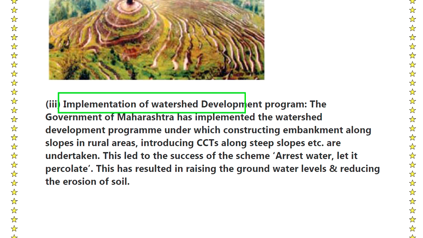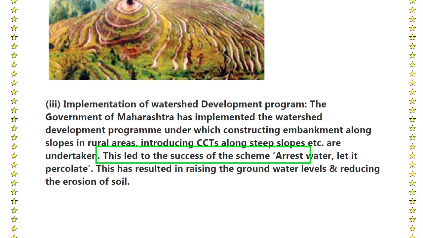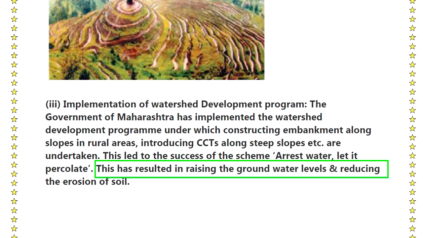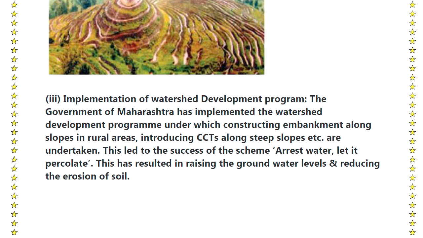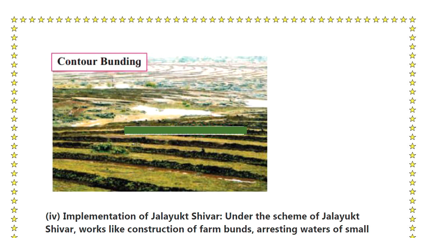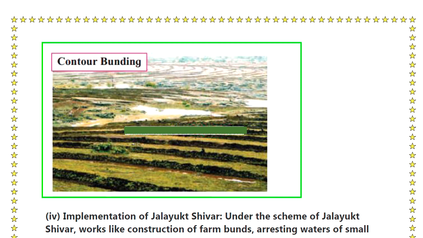Implementation of watershed development program. The government of Maharashtra has implemented the watershed development program, under which constructing embankments along slopes in the rural areas, introducing CCTs along steep slopes, etc. are undertaken. This led to the success of the scheme. Arrest water, let it percolate. This has resulted in rising the groundwater level and reducing the erosion of the soil. This picture shows contour bunding.